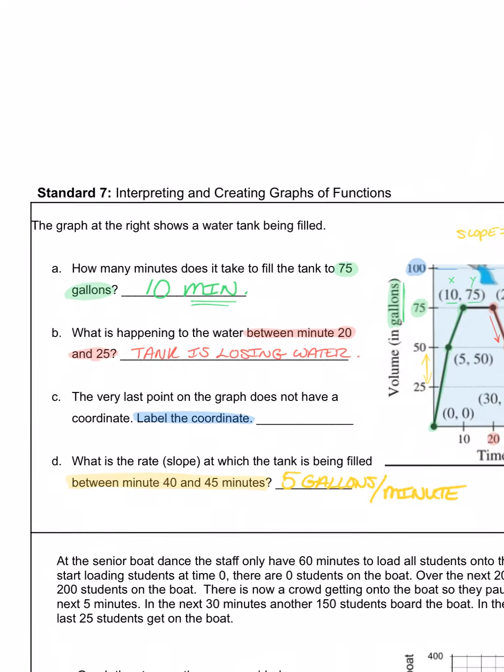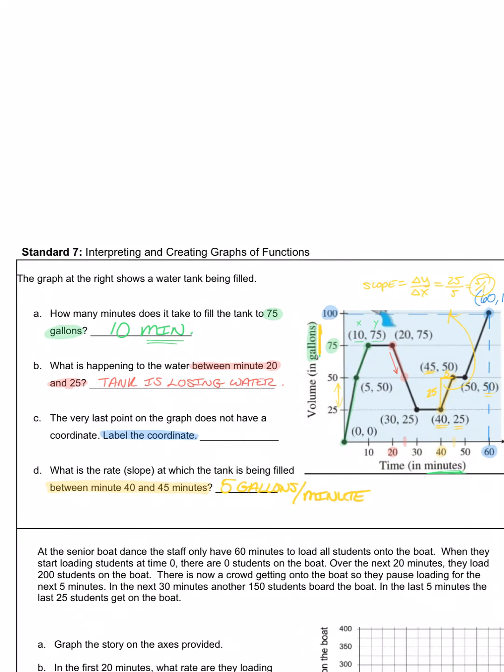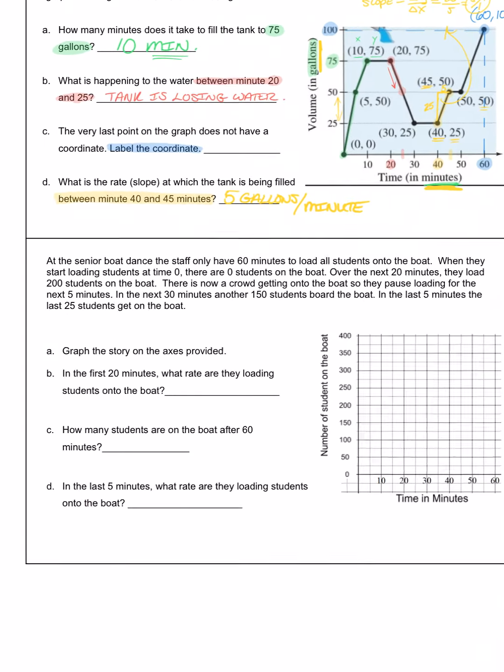We want to use the units. So we have 5 gallons per minute. Okay, let's take a look at the next problem, which is similar, but we want to actually create the graph.